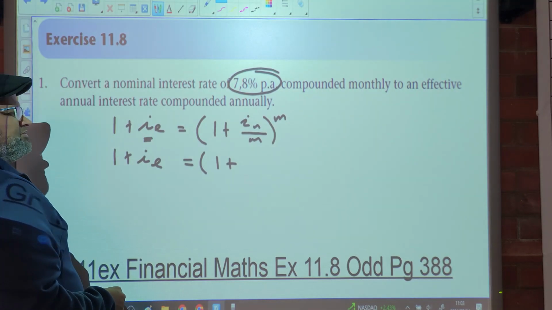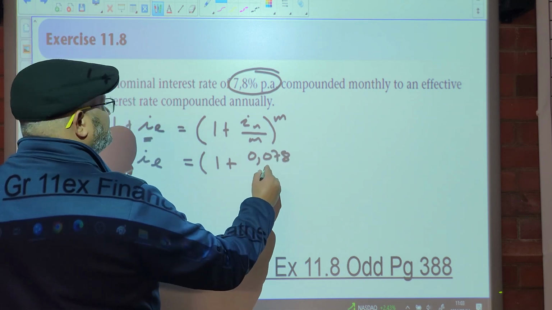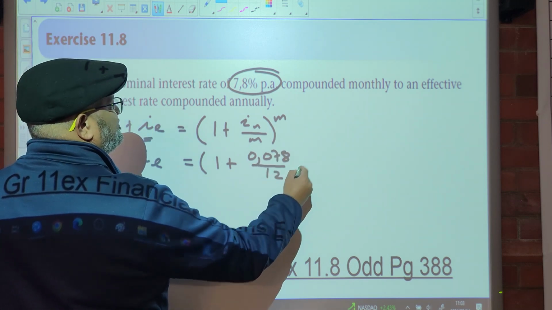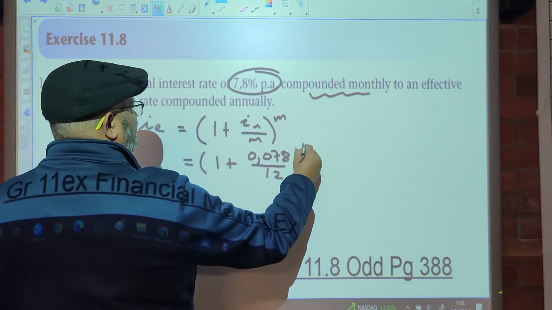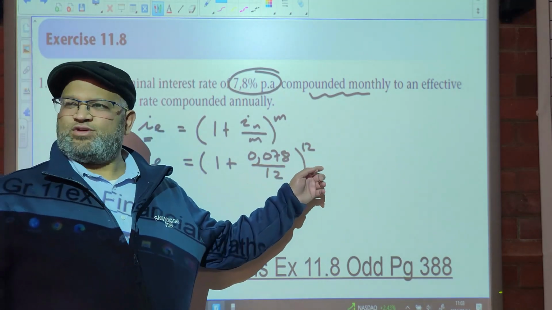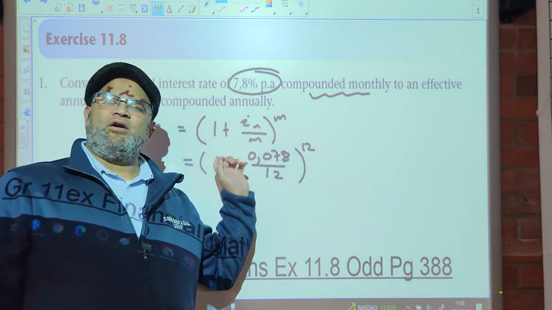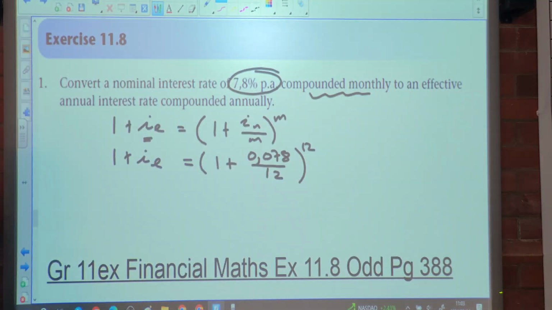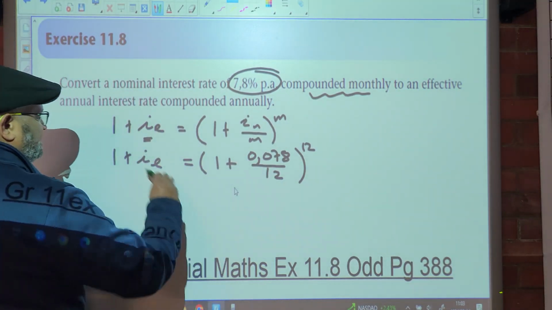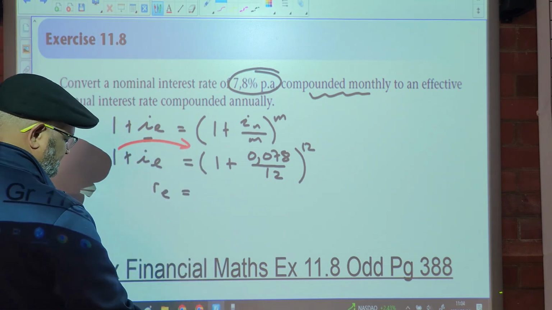So it's going to be 1 plus i effective equals 1 plus... Come people, 1 plus what? 0,078 over 12, because that's monthly, to the exponent 12. If it was quarterly, I would have put it over 4 to the 4. But semi-annually, over 2 to the 2. Daily, over 365 to the 365. Okay. So what do I have to do here? We take 1 over the equal sign and then I multiply it by 100.